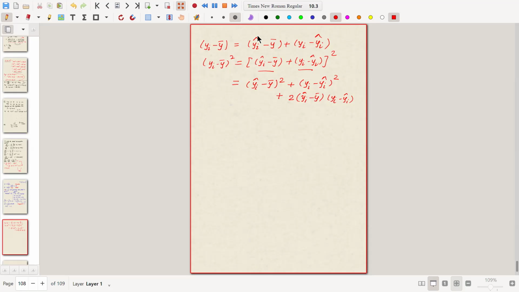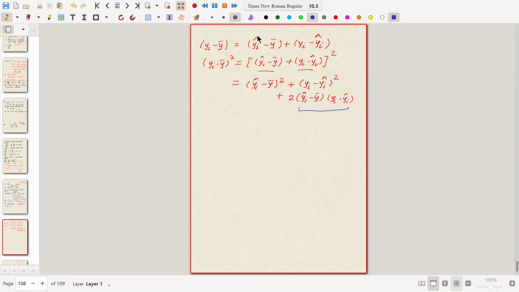Everything is okay, but we are worried about one term. This is the cross term. This might give us some trouble because it's a cross term, a multiplication of two quantities. So maybe we can simplify it further.